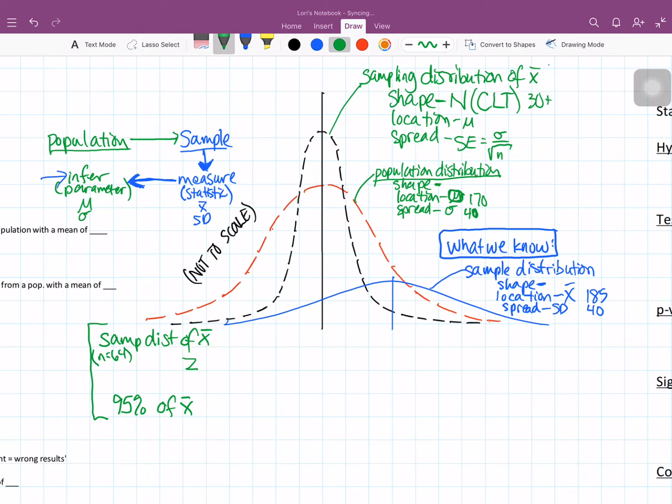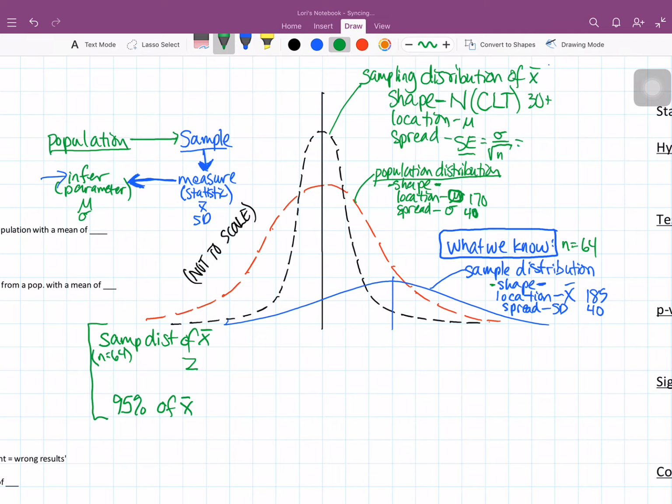And the shape of the population distribution would be very similar then to the sample distribution. So for now, let's just assume that those are both normally distributed. Now, our sample size is n equal to 64 for this particular example. And so the main thing that we need to calculate right now is the standard error.